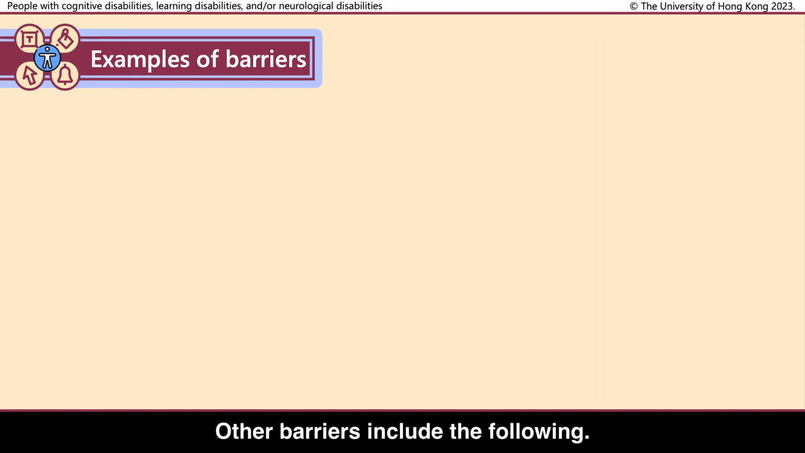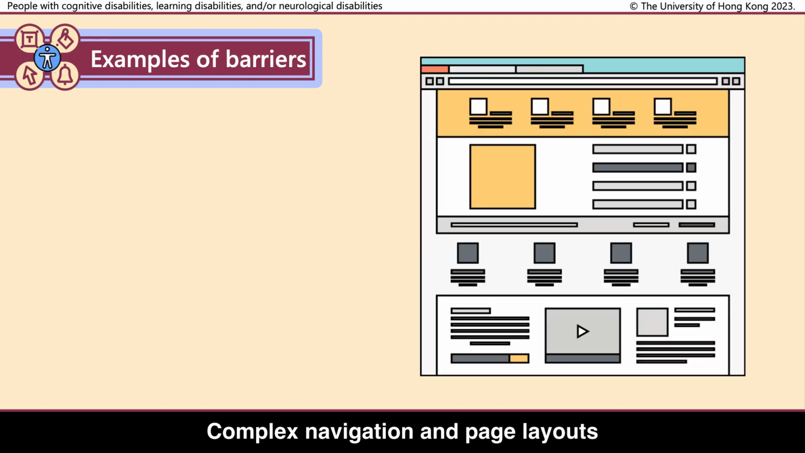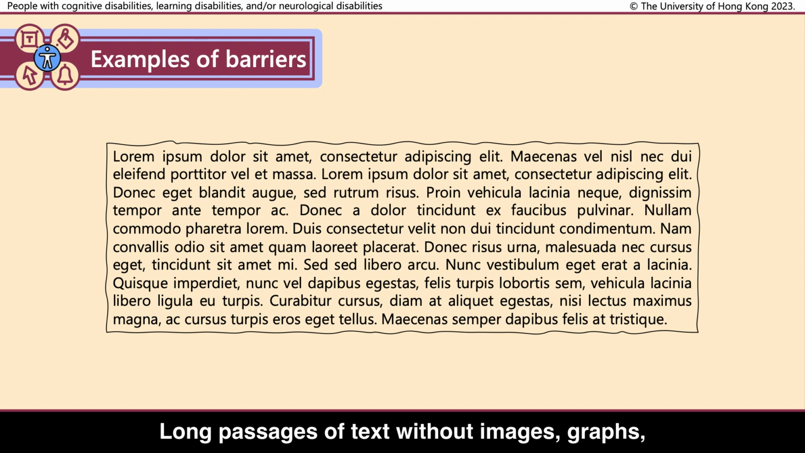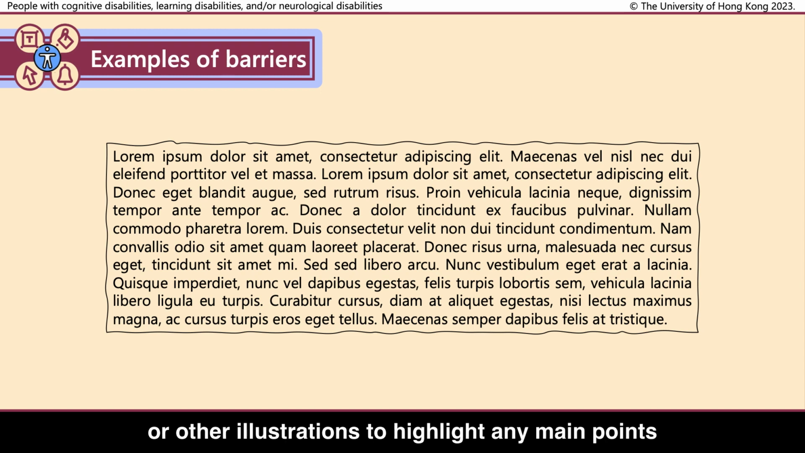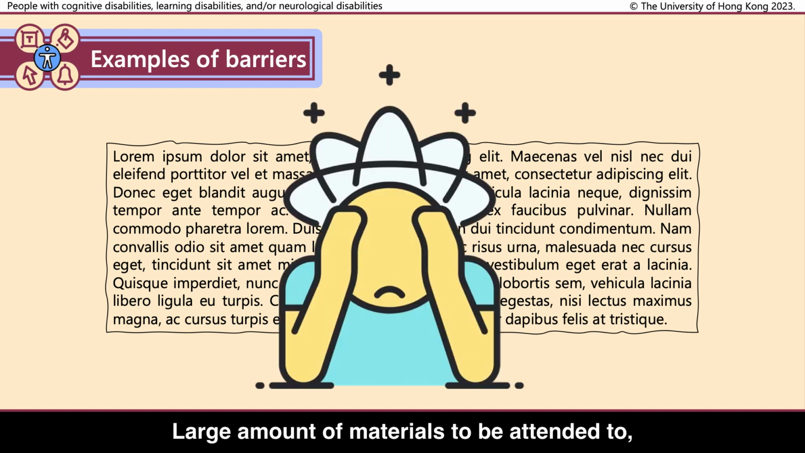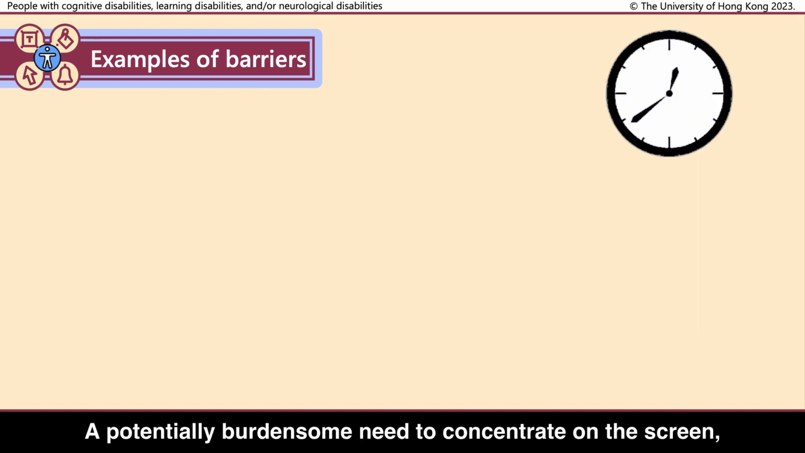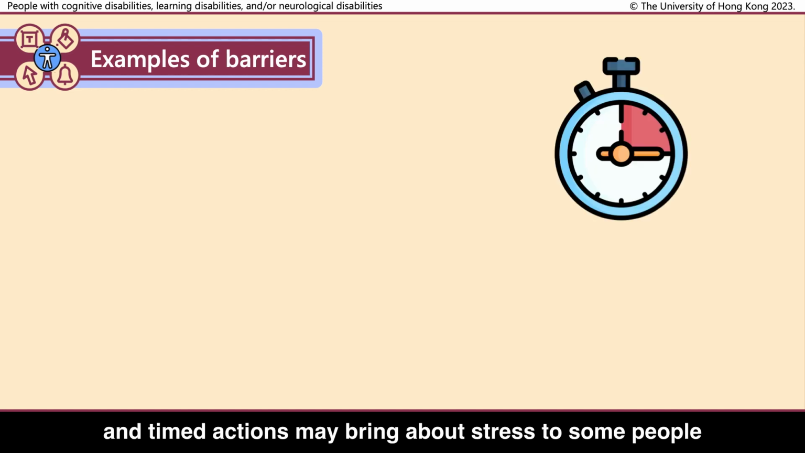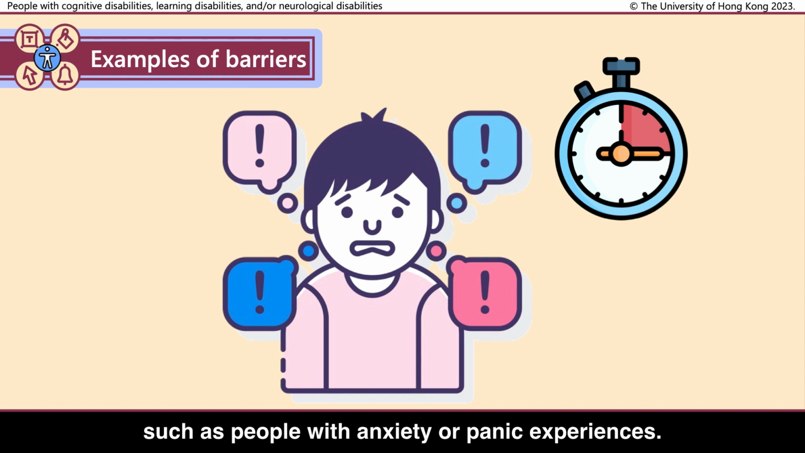Other barriers include the following: complex navigation and page layouts that are difficult to understand and use, complex sentences and words that are difficult to understand, long passages of text without images, graphs, or other illustrations to highlight any main points or facilitate understanding, large amount of materials to be attended to, jotted down, and/or memorized, a potentially burdensome need to concentrate on the screen for virtual classes for a long period of time, and timed actions may bring about stress to some people, such as people with anxiety or panic experiences.